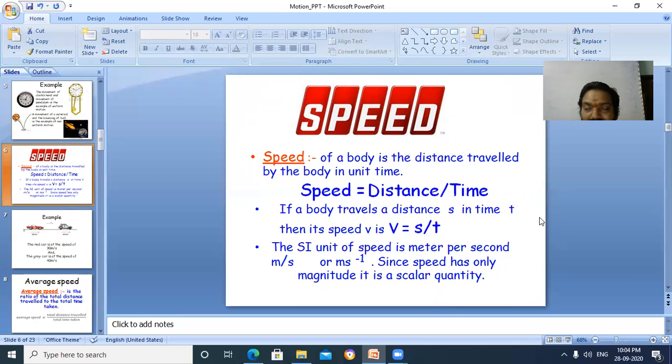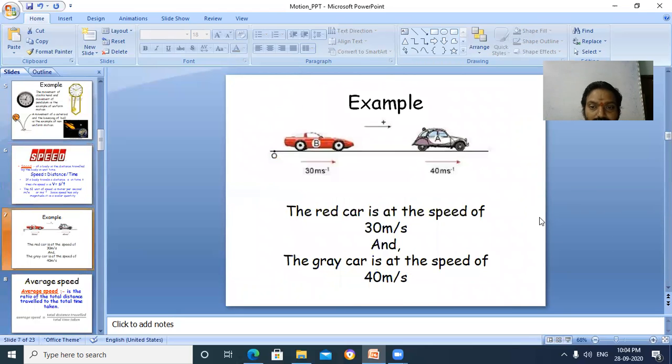Now, the SI unit of speed is meter per second. The same unit goes with velocity, but it is a vector quantity. Speed has only magnitude, and as I told you, it has no direction. In the example, the red car is at a speed of 30 meter per second, and the gray car is at 40 meter per second, and it is leading. The gray car is leading the red car, right? Because the speed is more, it is leading.